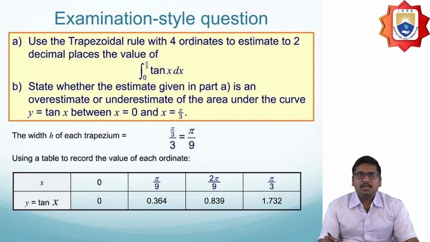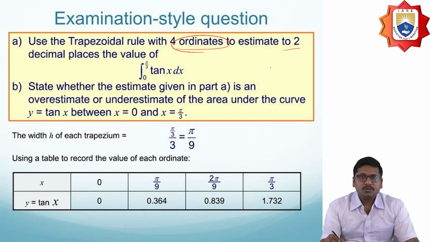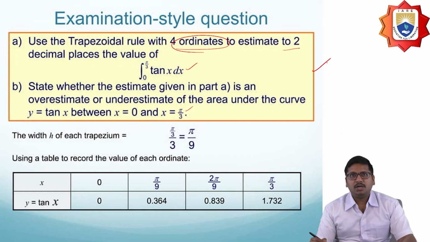So let us consider another example. Using the trapezoidal rule with three strips, estimate to two decimal places the value of the integral from 0 to pi by 3 of tan x dx. Also state whether the estimation is an overestimate or an underestimate of the area under the curve y equals tan x between 0 and x equals pi by 3. So this should be the interval between 0 and pi by 3. This is the question.